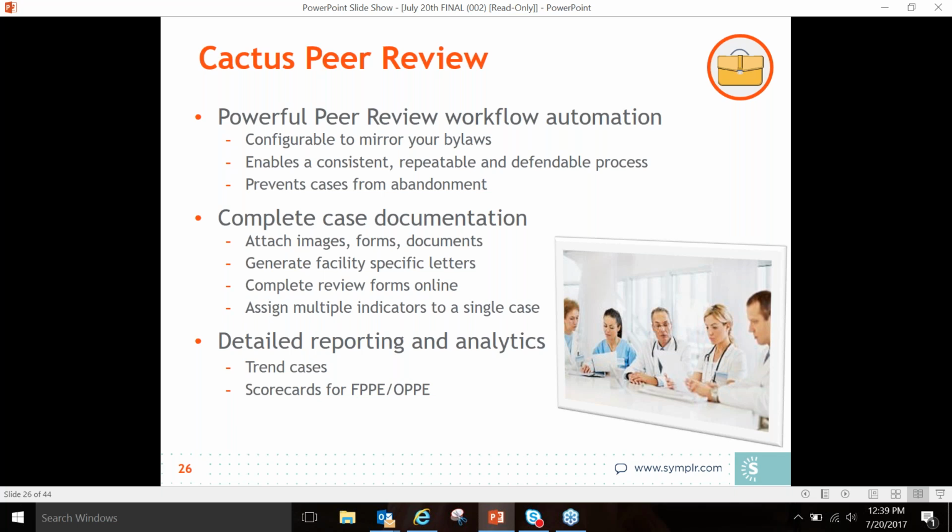It is very configurable. It was designed to be configurable, and we want to make sure that it mirrors your bylaws and your policies and procedures and the things you're doing. So we would assign a project manager on our side, on the symplr side, to work with you to teach you and train you how to set up your workflow and your tasks and the things you're doing. We certainly want to attach your images, your forms, your documents, your letters, and so on in that product so that you can have them accessible via the web and via the product.